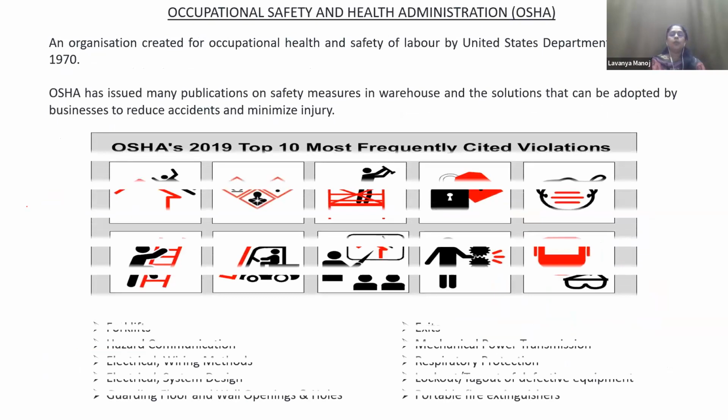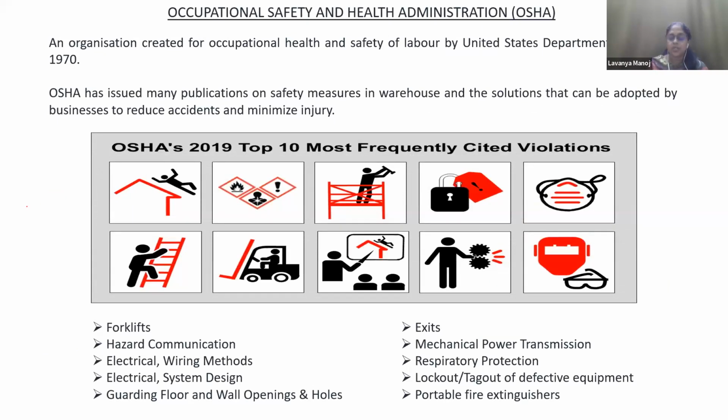So finally, Occupational Safety and Health Administration, OSHA. It's an organization that was started in the United States, that is, the USA Department of Labor, in 1970. It defines 10 or 12 safety measures, okay, on how to safely work in a production unit, or how to safely work in a warehouse unit. So these are the safety measures.